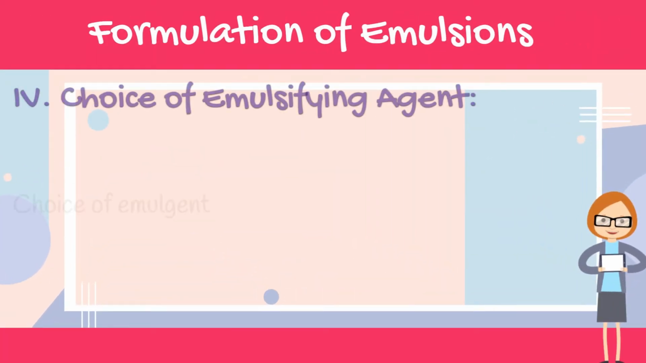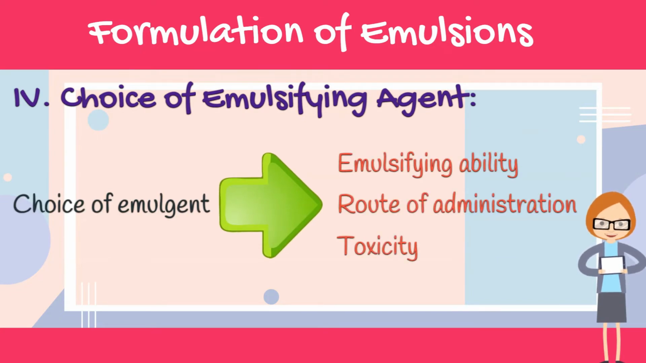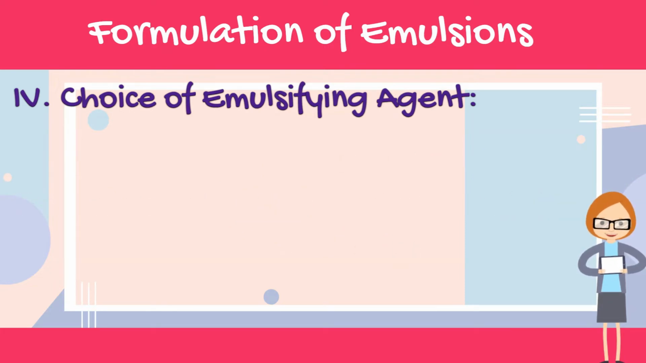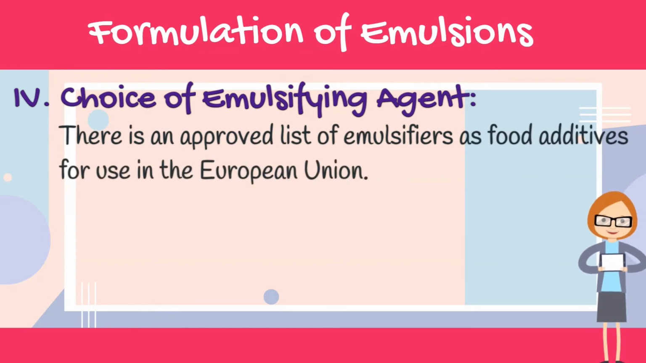Next is choice of emulsifying agent. The choice of emulsifier to be used will depend not only on its emulsifying ability, but also on its route of administration and, consequently, on its toxicity. Although there is no approved list of emulsifying agents for use in pharmaceutical products, there is an approved list of emulsifiers as food additives for use in the European Union. It can be assumed that emulsifiers contained in this list would be suitable for internally used pharmaceutical emulsions.